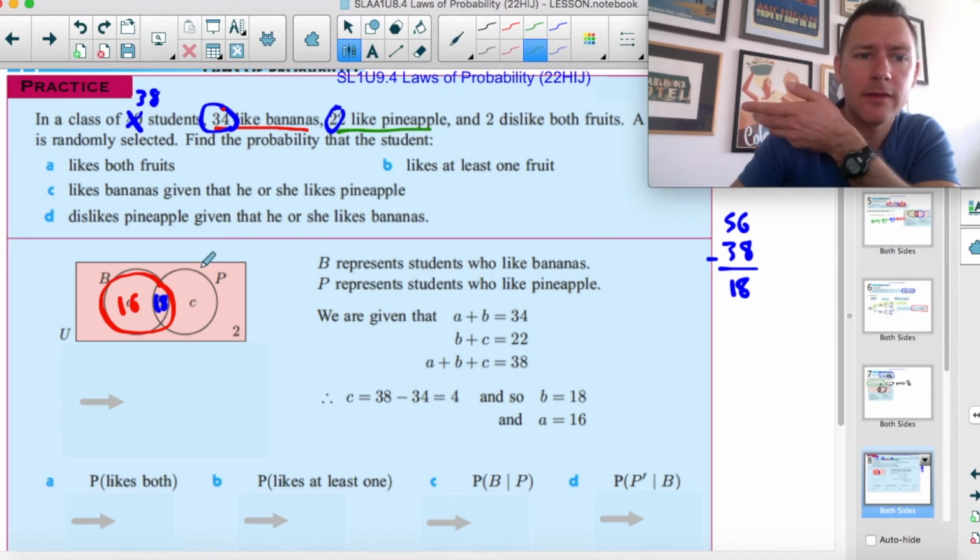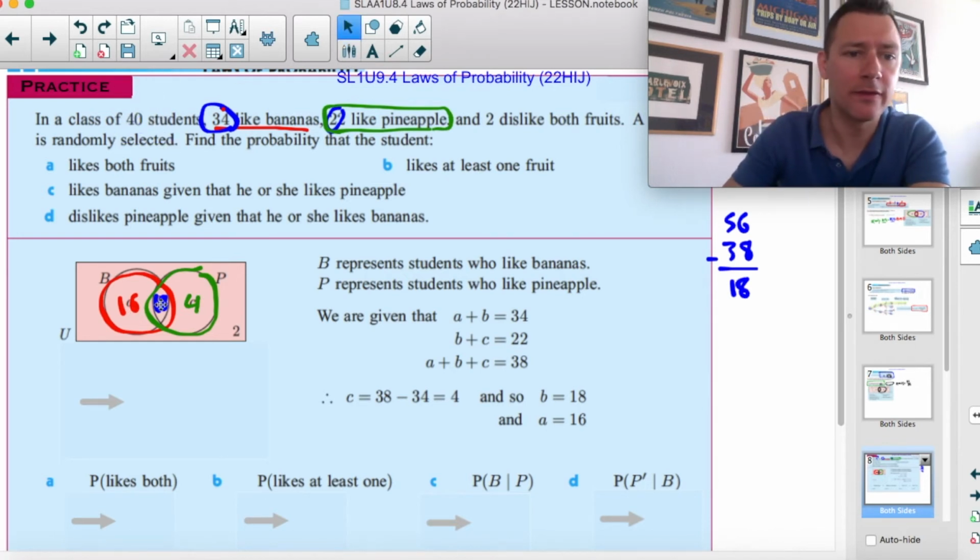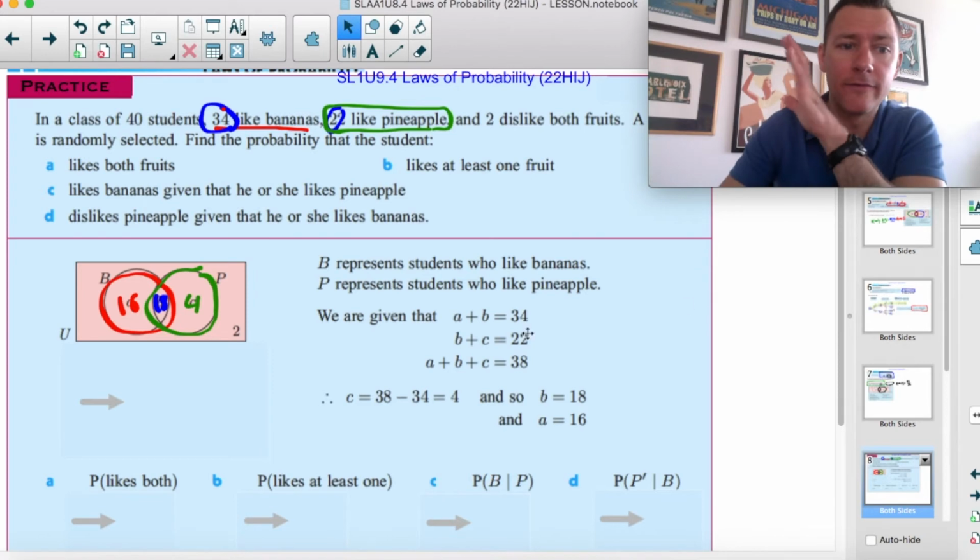And then this one is supposed to be pineapple. It's supposed to be 22 people. I've already got 18 there, so there must be 4 here. Add them all up and see if you get those 40 back. This plus this plus this plus this, does that equal 40? Yeah. 4 and the 16 is 20, 18 and the 2 is 20, so now you've got 40. Okay, we've set out the Venn diagram.